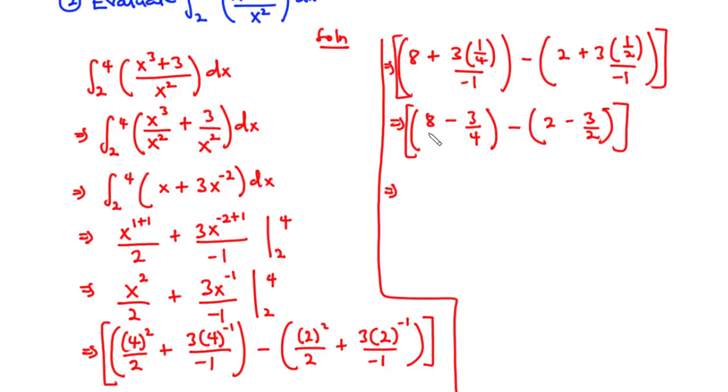Now let's find the LCM. The LCM between 1 and 4 is 4. 4 divided by 1 is 4. 4 times 8 is 32. 4 divided by 4 is 1. 1 times 3 is 3. The LCM between 2 and then 1 is 2. 2 divided by 1 is 2. 2 times 2 is 4. 2 divided by 2 is 1. 1 times 3 is 3.